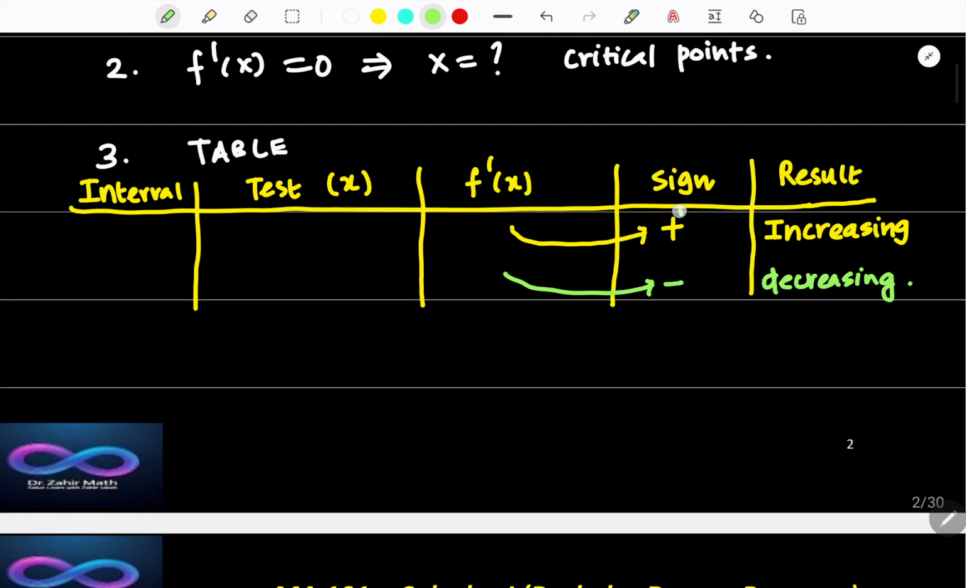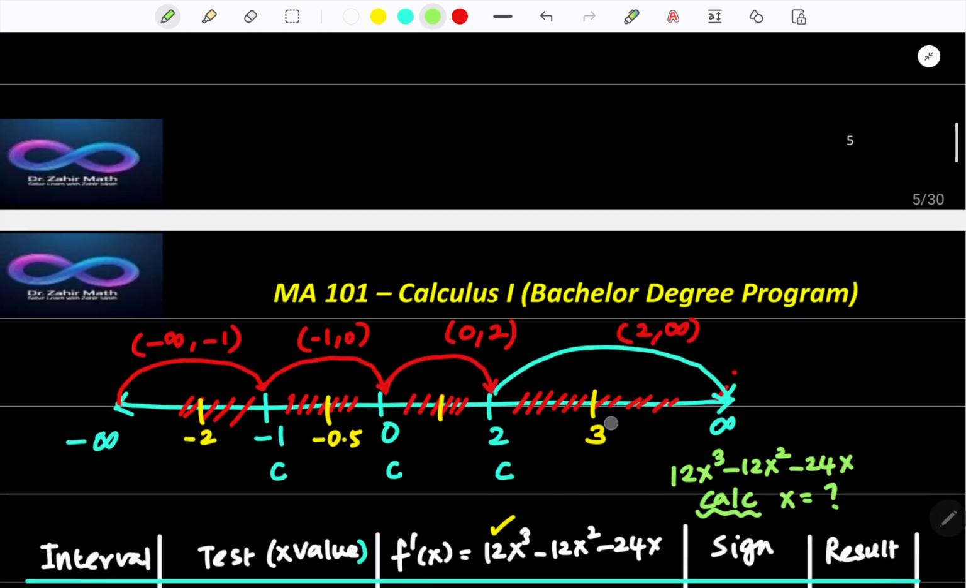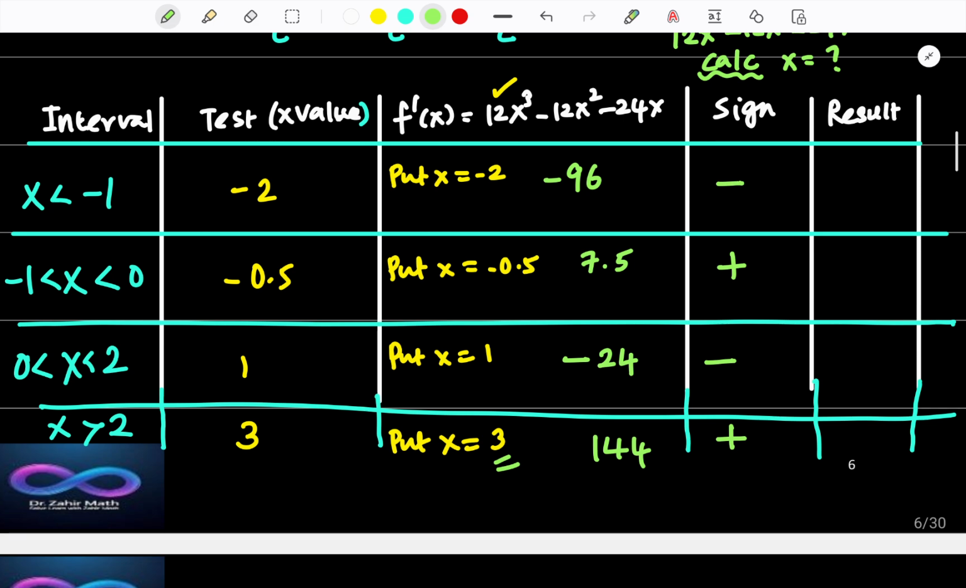Now look here. If it is positive, I said it is increasing. If it is negative, you are going to write decreasing, right? Let's go to the question. So now here is the question. Negative is there, so you're going to write decreasing. Clear everybody? Right. This is the result.